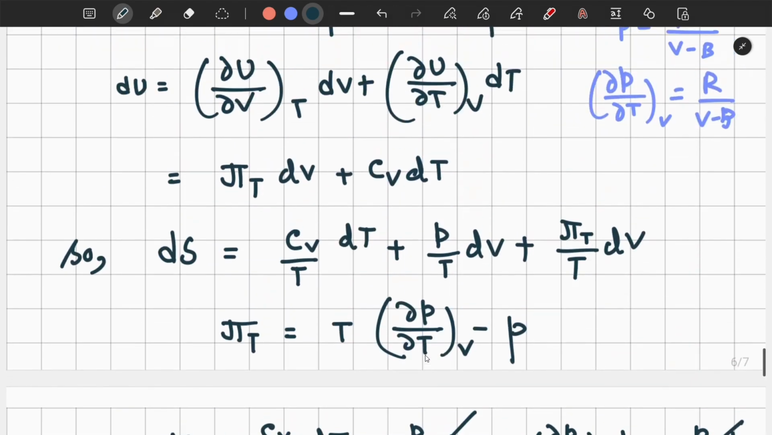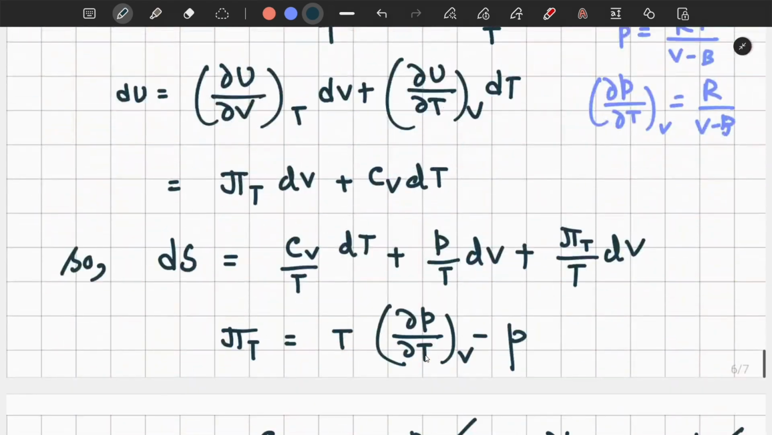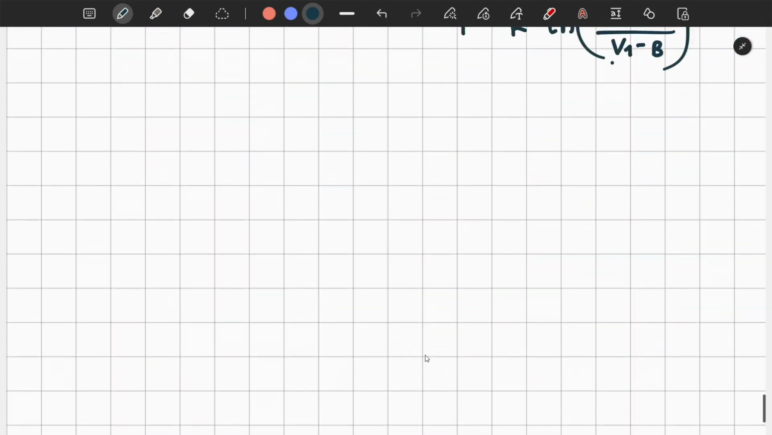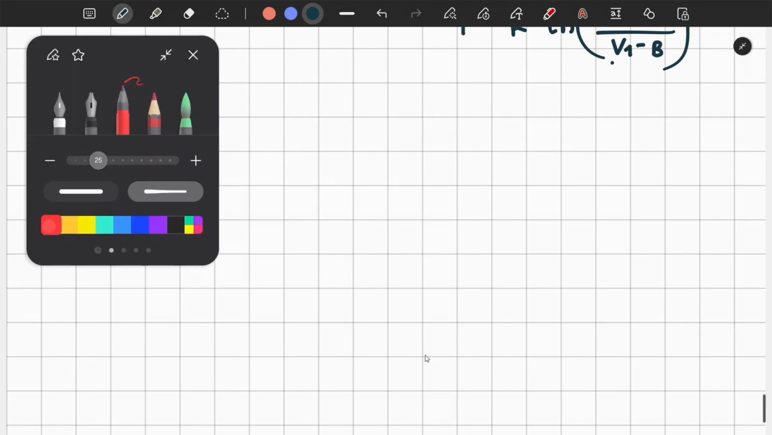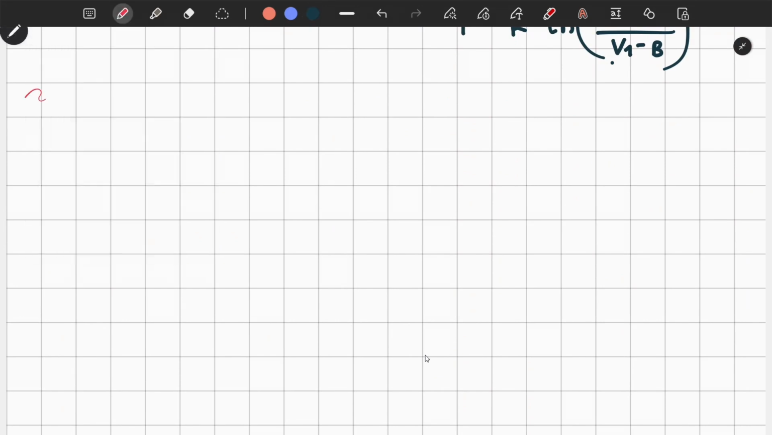Okay, now one question from the Carnot engine, question number 10. I think this is very, very easy. I'll not do it, very easy question. Okay, let me do a different question.